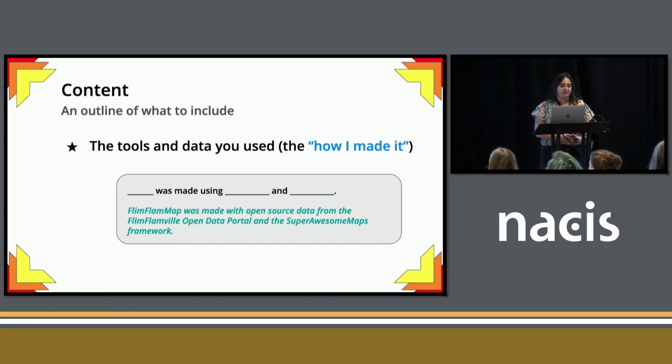Flim-Flam Map was made with open source data from the Flim-Flamville Open Data Portal and the Super Awesome Maps framework. Talking about this helps the person understand the context of what you made, and also provides information on where to go to learn more.